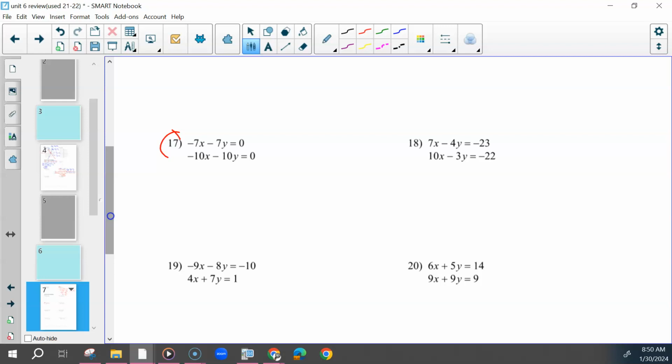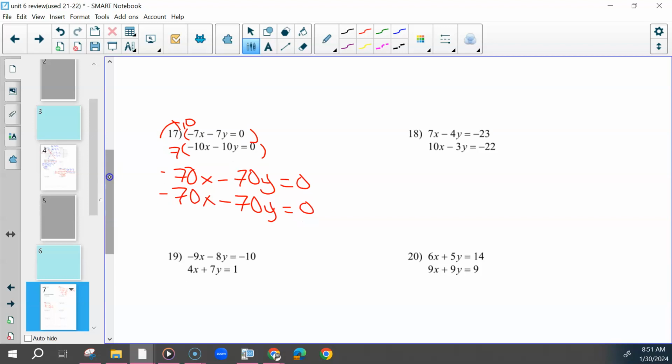Sure. If you're not sure, always just multiply them by each other. So the first one by 10, the second one by 7. If you want to change the sign, you can multiply it by a negative whatever number, but you don't have to do that. You have -70x minus 70y equals 0, and -70x minus 70y equals 0. So bells should be going off, light bulbs should be going off, because these look identical. So that should tell you it's going to be a specific type of solution.